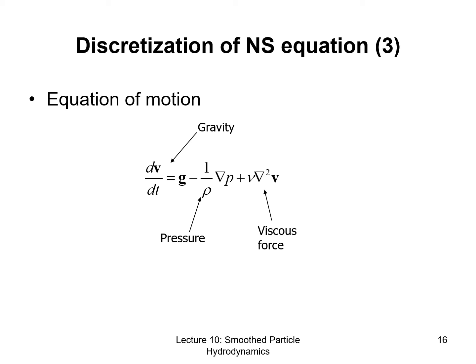We can also discretize the equation of motion. If you write the equation of motion of a fluid in Lagrangian coordinates, the acceleration of each particle is modified by gravity, the pressure gradient, and the viscous force. And as we have already shown, we have the approximation of the Laplacian, so we can discretize the Navier-Stokes equation in a simple way.